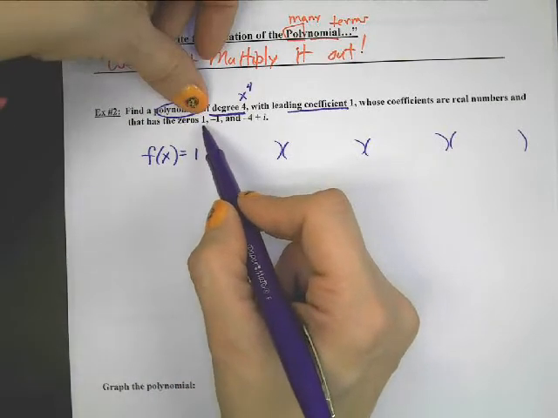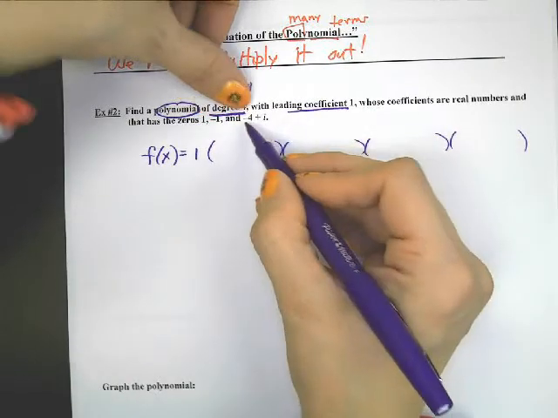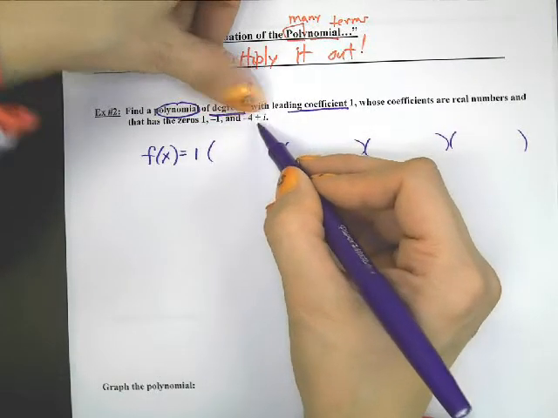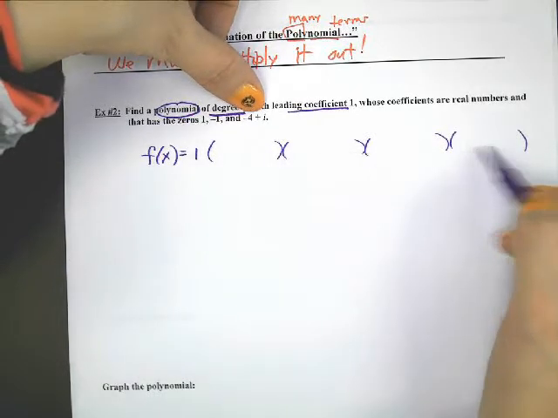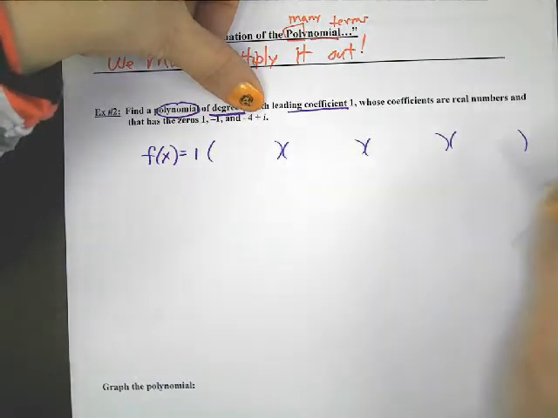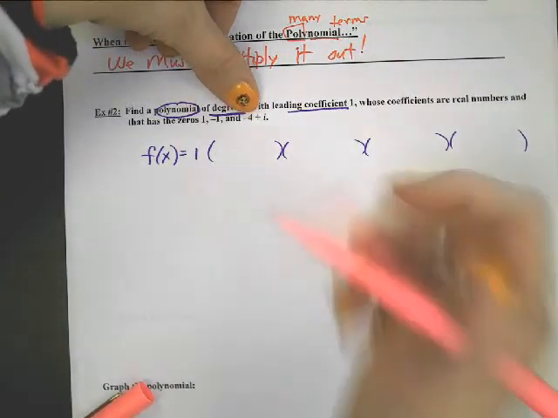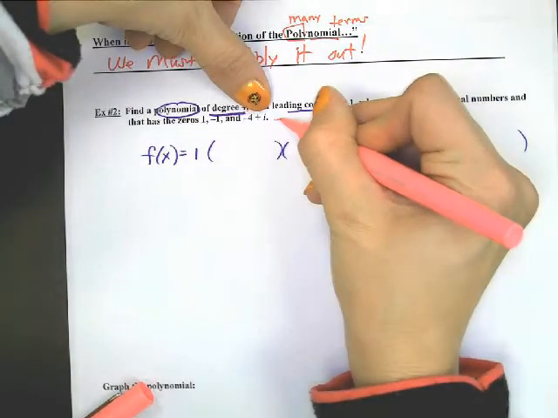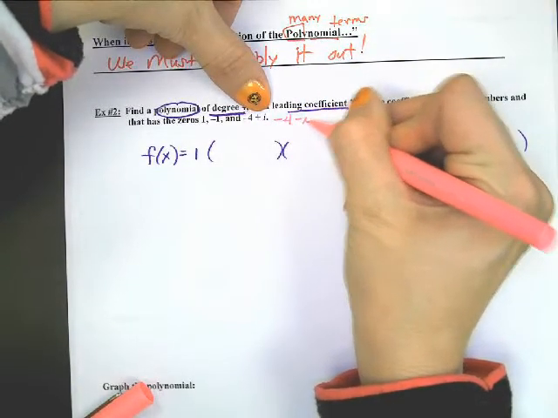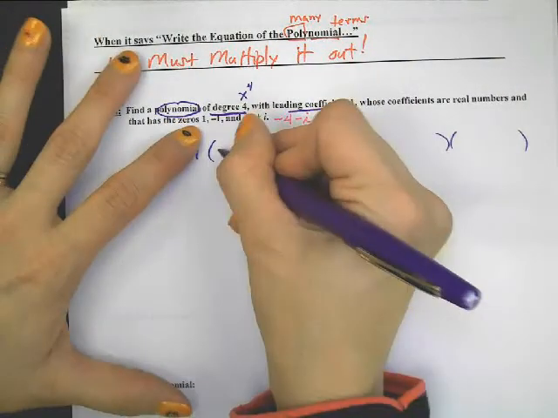Oh, here come the zeros. 1. Negative 1. Negative 4 plus i. Oh, they only told us 3 of the zeros. Where's the missing one? Oh, I know. Isn't it buy one, get one free? So if they tell you negative 4 plus i, there's also one at negative 4 minus i. There's the 4th one.